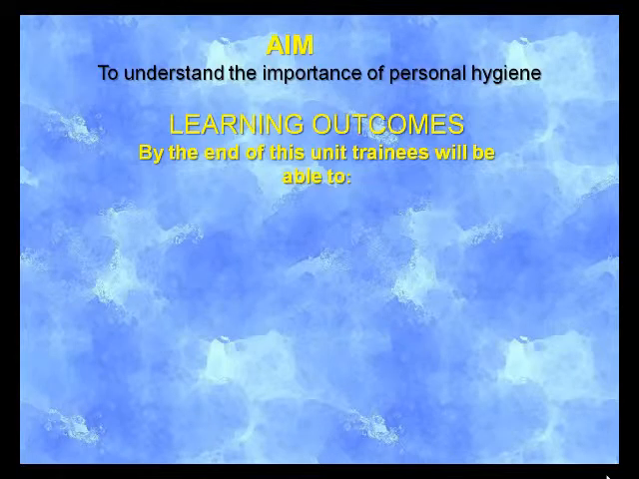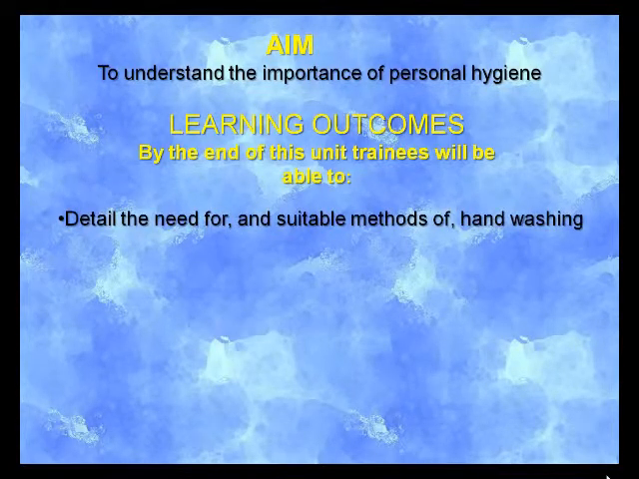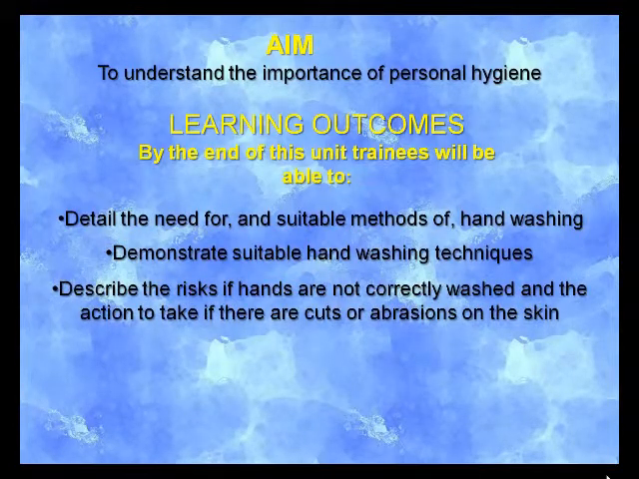And learning outcomes, and remember the phrase which just precedes the actual learning outcomes. By the end of this unit, or session, or lecture, trainees, delegates, will be able to. So always remember that phrase, always use that phrase. And here are the SMART objectives. Detail the need for and suitable methods of hand washing. Detail is a SMART word. Demonstrate suitable hand washing techniques. Describe the risks if hands are not correctly washed and the action to take if there are cuts or abrasions on the skin.